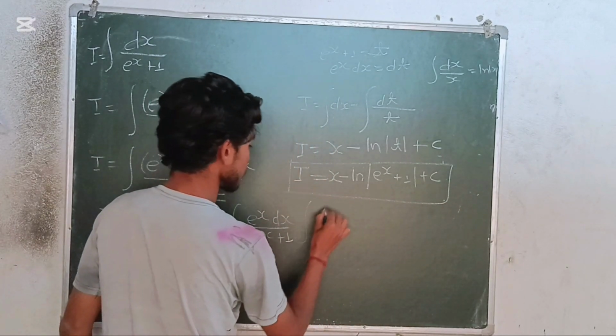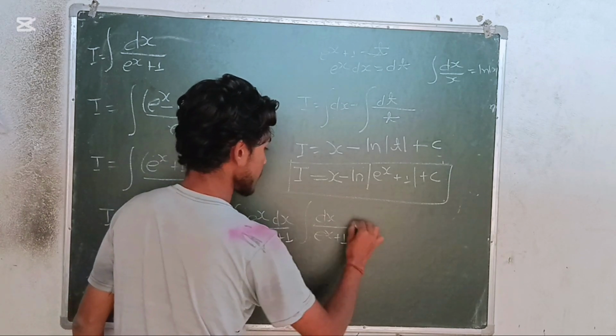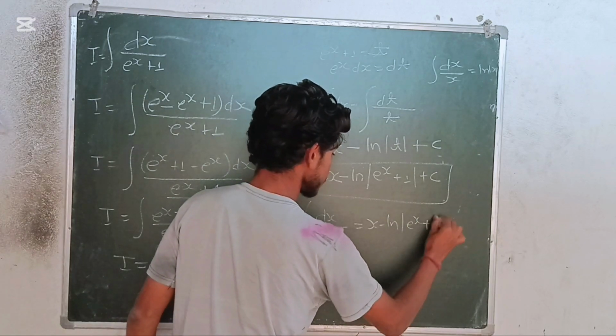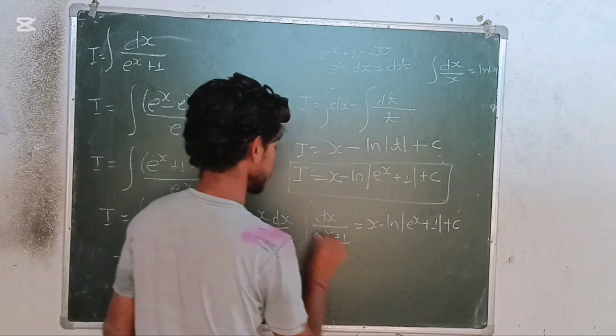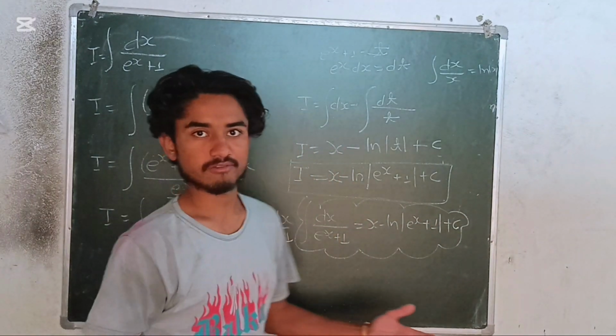So our integral dx over e^x plus 1 can be written as x minus ln(e^x plus 1) plus some constant c. So this would be our final form.